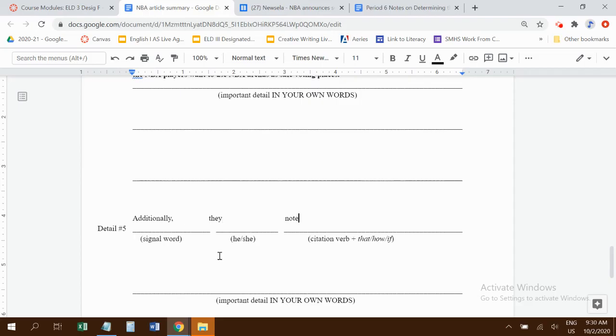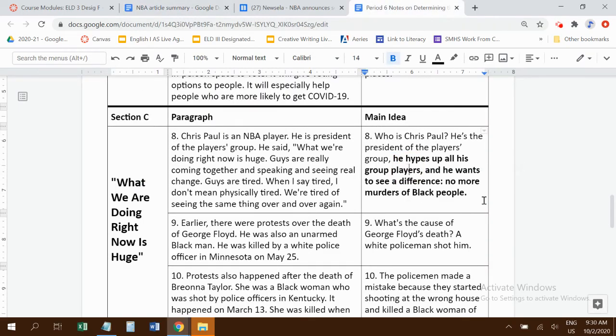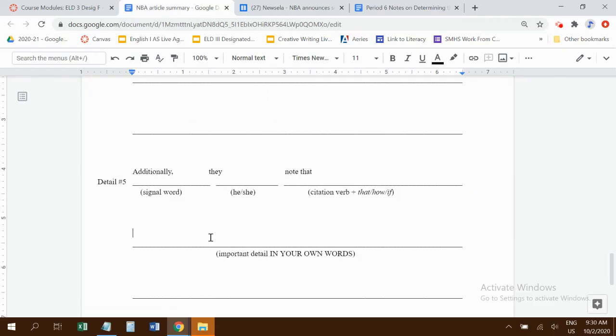they note that, now going back to my main idea, and I'm going to put this in my own words, that the players are tired of murders of Black people and want change. And that could be enough.